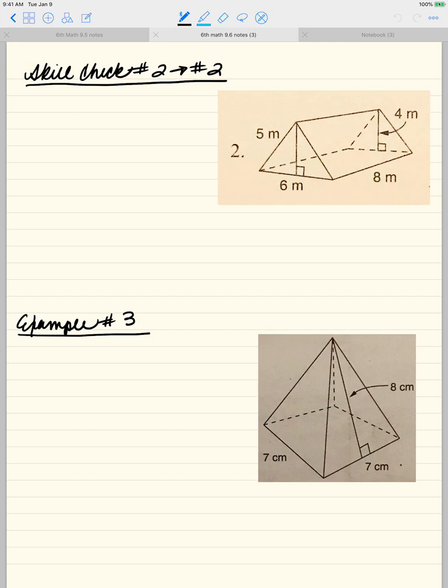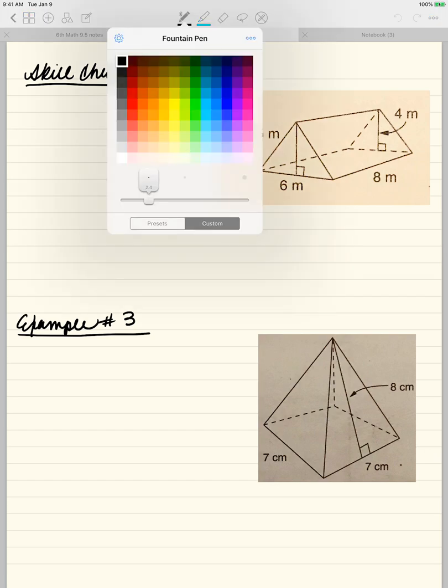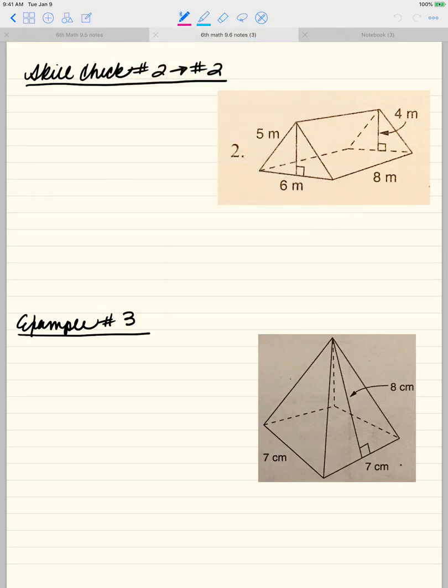Just getting my calculator ready because I know I'm going to need it for this one. And let's get some colors so we can see what we're talking about here. So here we have a triangle that is going to be congruent to this triangle here. Okay, so those are going to be our pink triangles. We're going to say the area of those two triangles together, so there's two of them.